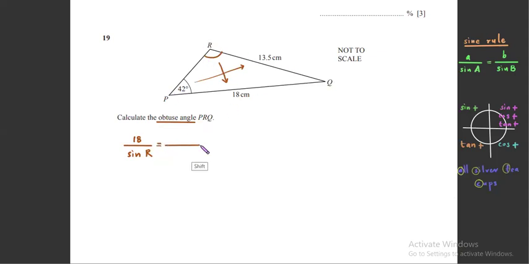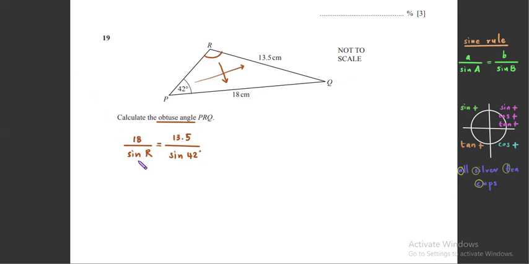This is equal to, on the other side, the length written at the top, which is 13.5 over sine 42. That is the sine angle. We can also write the angle at the top and the side lengths at the bottom. There's no problem with that. We will still end up getting the same answer.